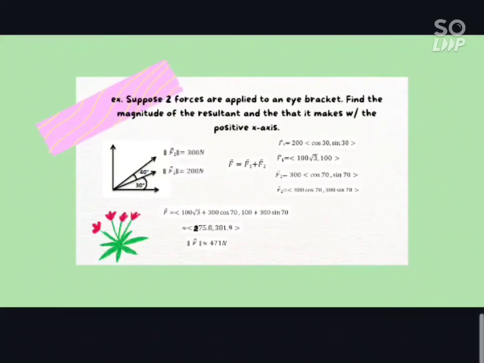We are asked for the magnitude and the angle it makes with the positive x-axis. The magnitude of the resultant ends up being about 471. We know that cosine of theta is this number divided by the magnitude. We could choose cosine. So theta ends up being 54.2 degrees. And that's the end of my discussion.